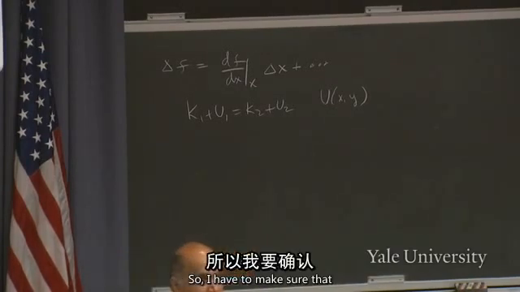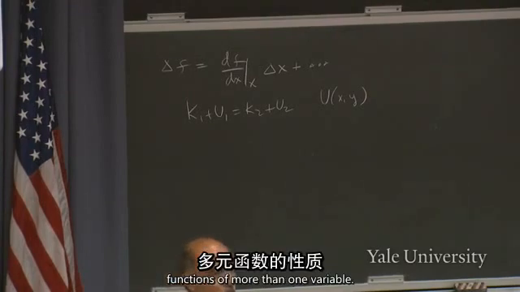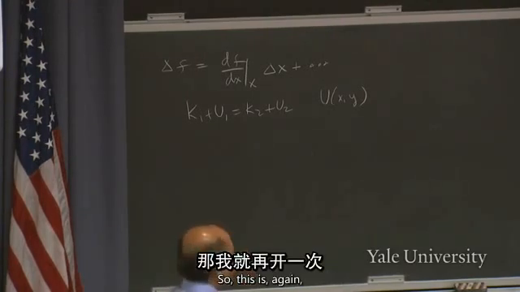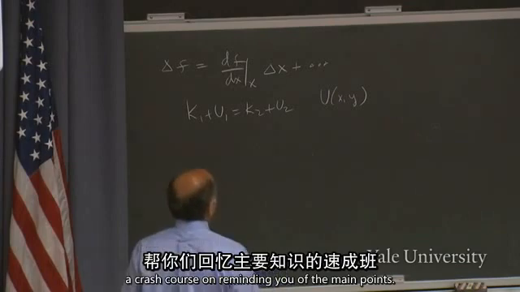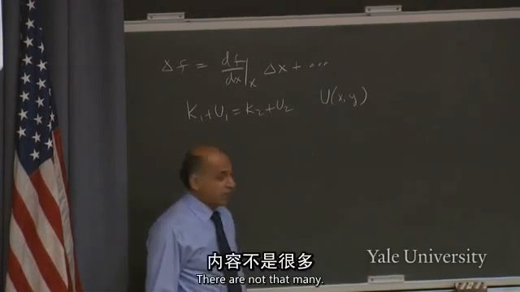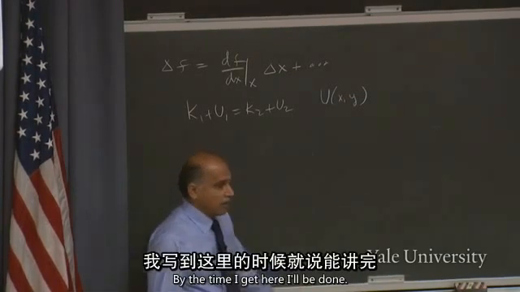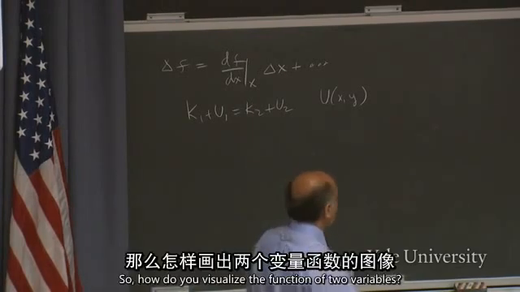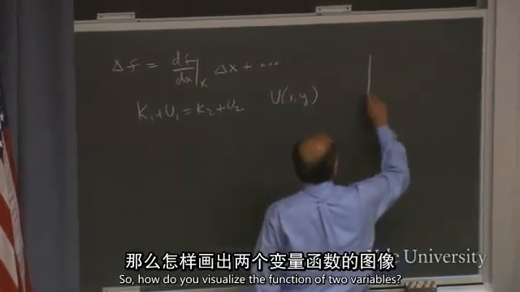So I have to make sure that you know enough about functions of more than 1 variable. So this is again a crash course on reminding you of the main points. There are not that many. By the time I get here, I'll be done. So how do you visualize a function of 2 variables?